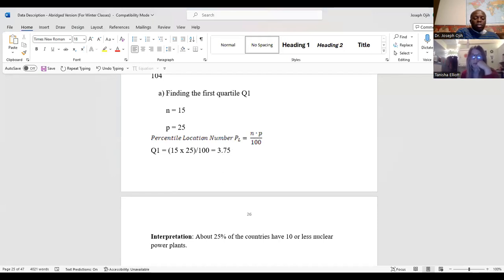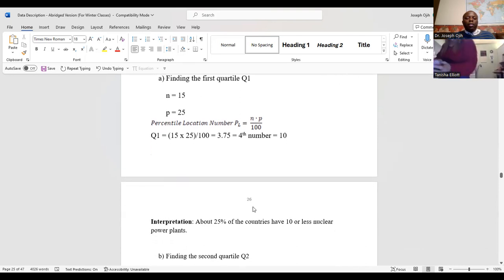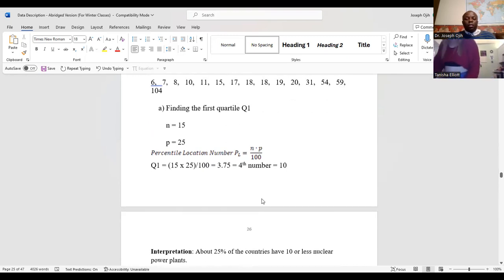3.75, which is the fourth number. Remember, I told you if it's a decimal, go to the next whole number, which is the fourth number. So our Q1 is, count the fourth number: 1, 2, 3, 4. I mean, it's 10. So this means that about 25% of the countries have 10 or less nuclear power plants. So that answers part A.